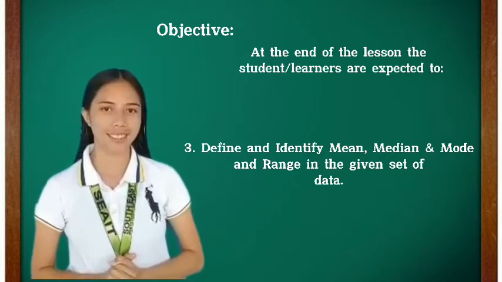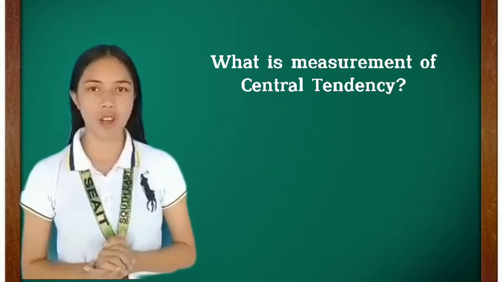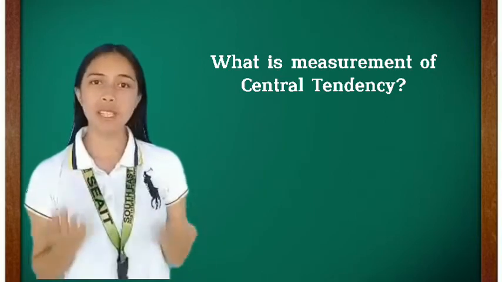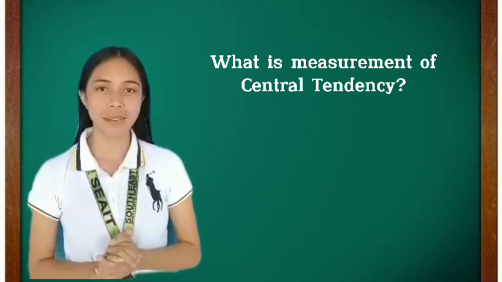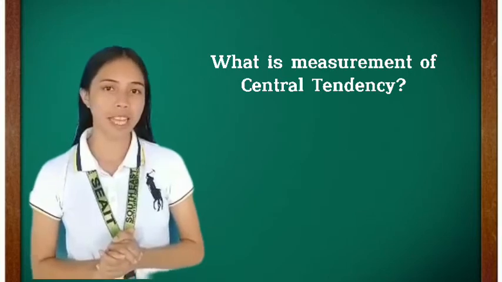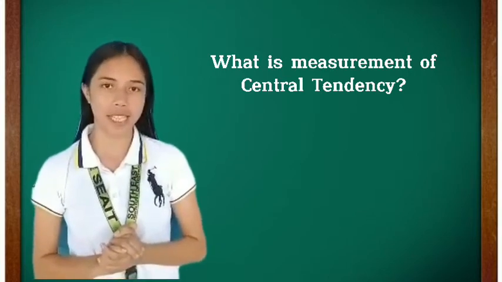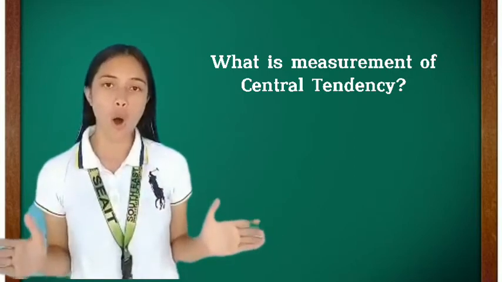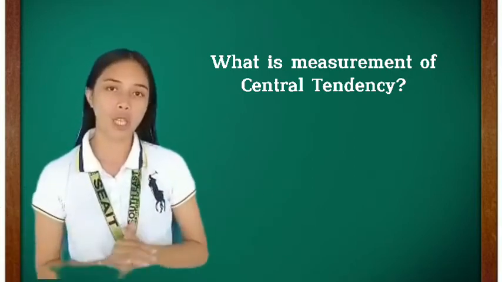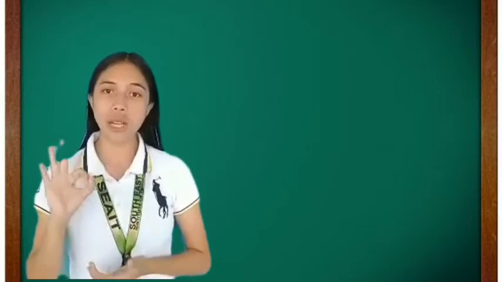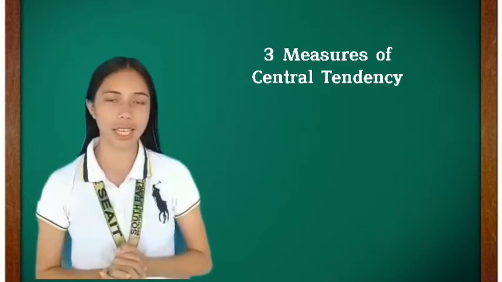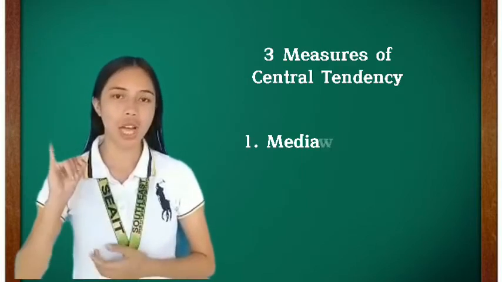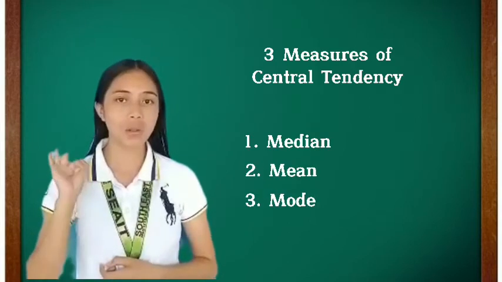So, what is measurement of central tendency? When we say measurement of central tendency, it is any measure representing the center of any given set of data, arranged in an ascending or descending order of amount. There are 3 measures of central tendency. These are median, mean, and mode.